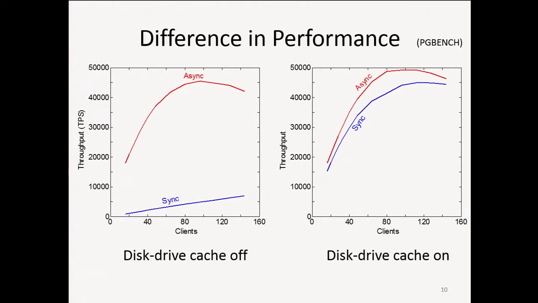These graphs show the difference in performance between synchronous and asynchronous commit measured by pgbench. As can be seen, the difference is large when the disk drive cache is off, and the difference is still visible even if the disk drive cache is on. The experimental setup will be shown later.